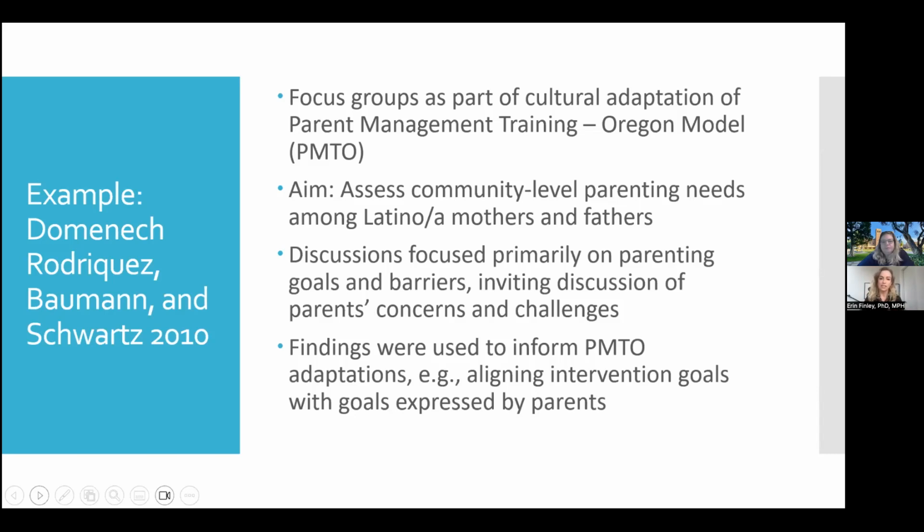They focused the discussions on trying to understand parenting goals and barriers, and were inviting discussion of parents' concerns and challenges, which apparently parents were pretty excited to talk about. And as a parent, I understand once you get going on this, you really can bring quite a lot to the table. Then they took those findings and they really used them to not change the intervention, but to express the intervention to participants in a way that made the goals of the intervention really aligned with the goals of the parents in those groups. So the findings from the focus group helped them to tailor the way they were talking about the intervention, explaining goals to participants in some really practical and useful ways. And this is a nicely written paper, so I very much encourage folks to go take a look.